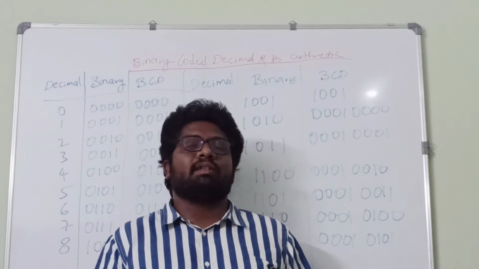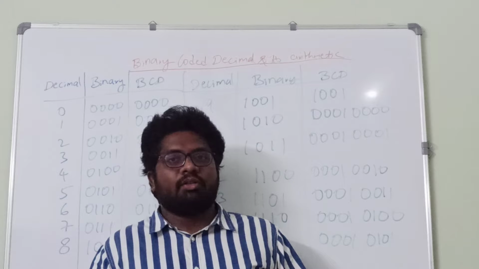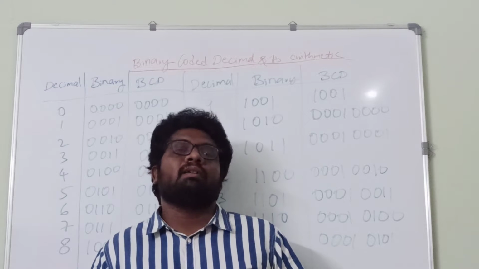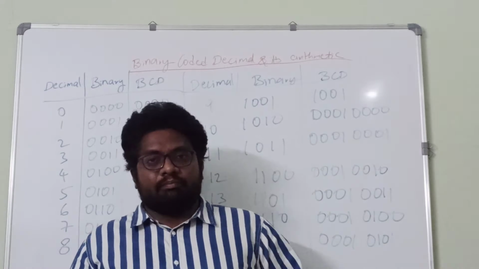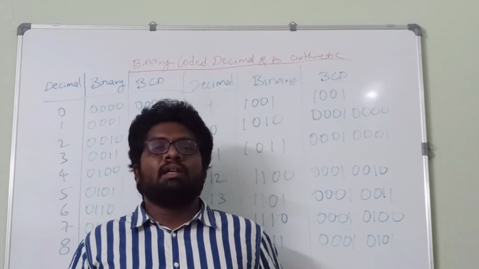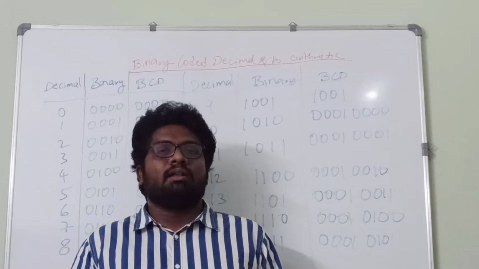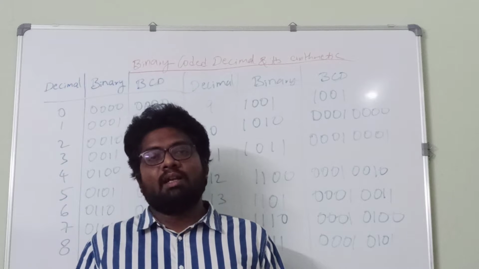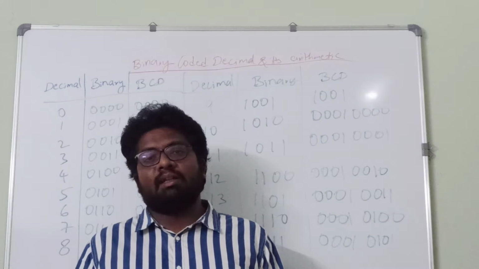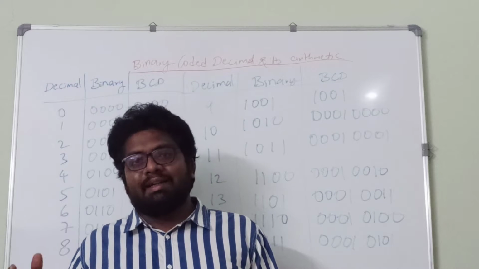Our next topic is the binary coded decimal and its representation. In the binary coded decimal representation, we are going to learn BCD addition and BCD subtraction. Coming to binary coded decimal and its arithmetic, here we have a 4-bit binary number which represents a decimal number.